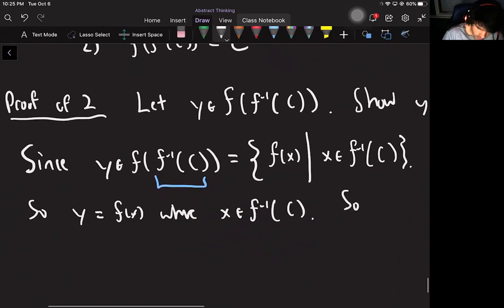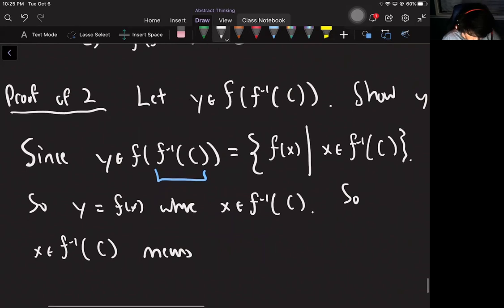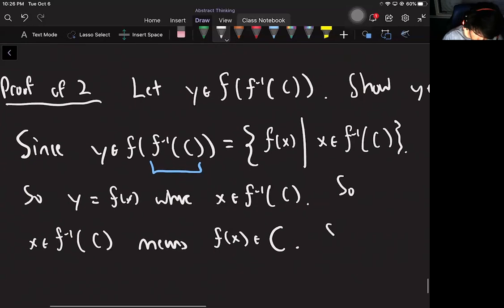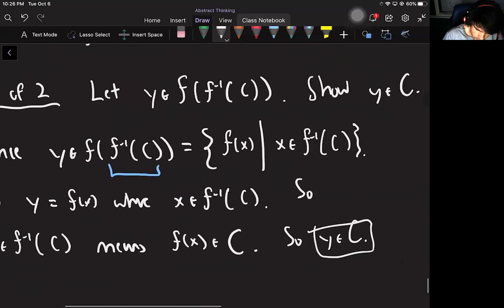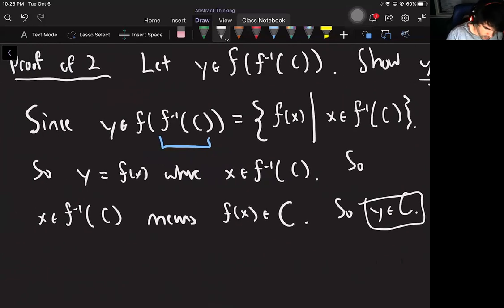So what does this mean then? This I can also peel back. Well, if it's in the preimage of something, that means that when I plug it into that function, it gets sent to that subset. Oh, but then we're done, because what is f of x? That's just y. Isn't that what I wanted to show? Yeah. So this ends the proof.